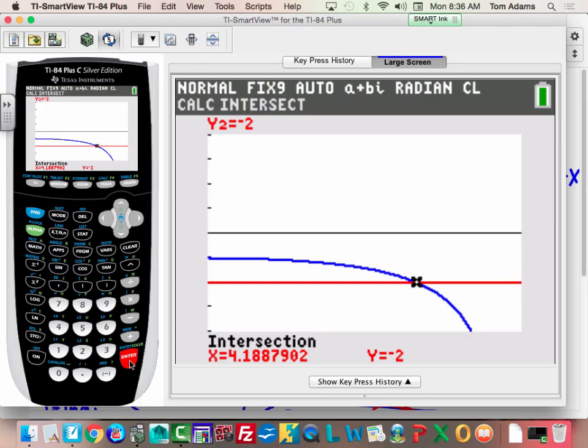Uh-oh. Let's double check that. 4.18. You can tell that's larger than pi. Oh, wait a second. If it's larger than pi, didn't we say we're from pi to 3 pi over 2? Yep. All right, this might be right still.